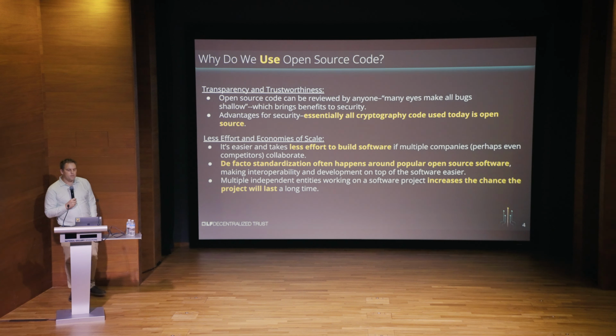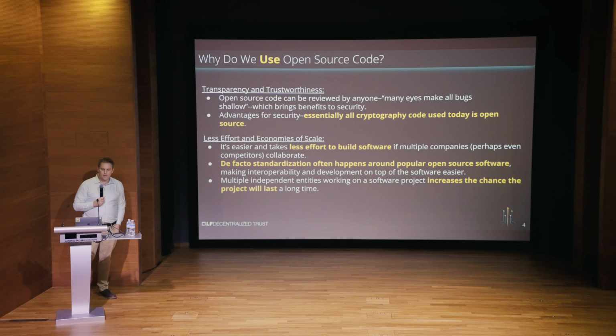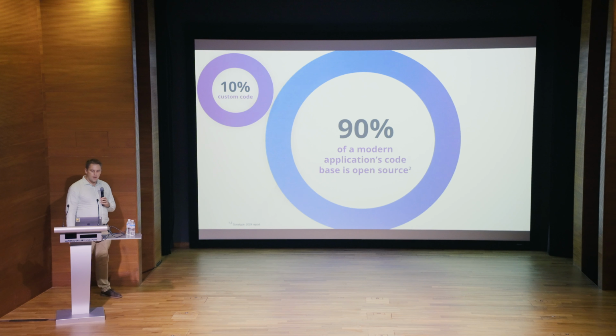it's also easier to build software if we work together, right? De facto standardization often happens around popular open source software. Maybe if you're doing cloud deployments, you work around Kubernetes, for instance. Lots of independent entities working on a software project increase the chance it will last a long time. So even for closed source code bases, if you pay someone for a closed source code base, 90% of the application's code base is going to be open source typically.